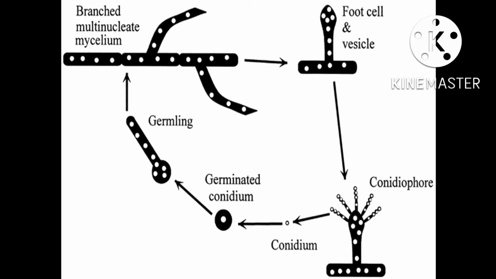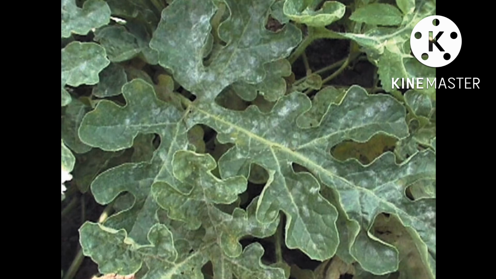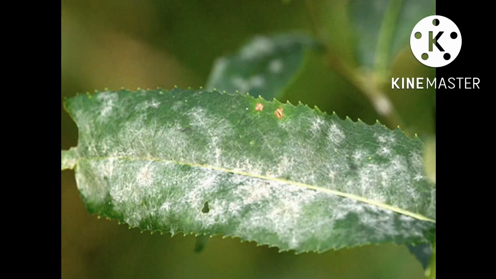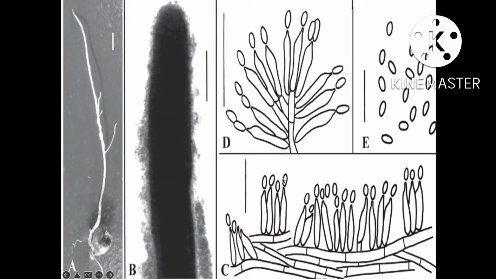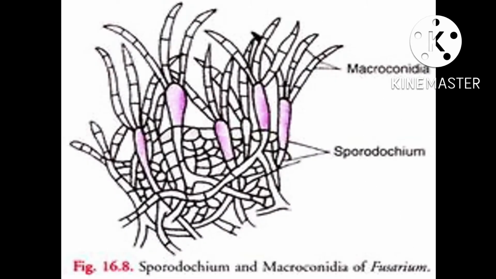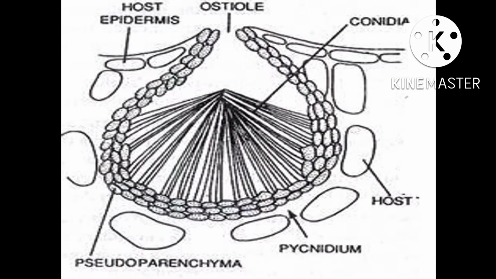The conidiophores may occur scattered, like in Sphaerotheca and Erysiphe, or aggregated to form some peculiar structures like Acervulus. Here in this picture you can see the Acervulus, Synnema, this is the structure of Synnema, Sporodochium and Pycnidia. This is the Pycnidia.